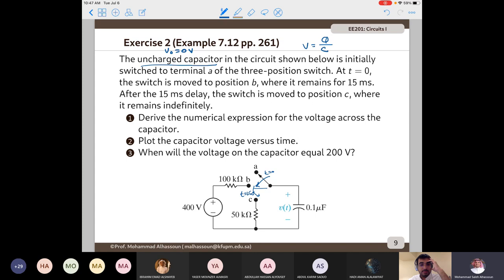So what we want to do is find the numerical expression for the voltage across the capacitor. When you say numerical expression, we're concerned about the values. So don't just give me the V final or the symbols, just give me the values, the coefficients. What do you think is the best way to approach this problem?